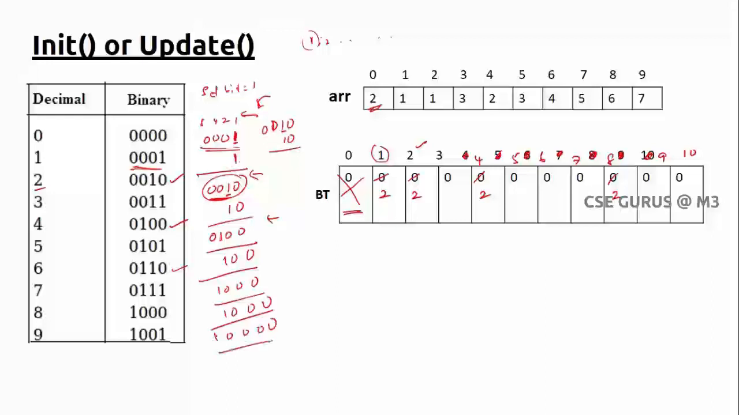What is the value? 16. Are you able to get the element 16 here? No, stop here. You have to reach up till the n value. If it is 16, the n value is only up to 10, right? So it is exceeding, then you can stop here. That is over.